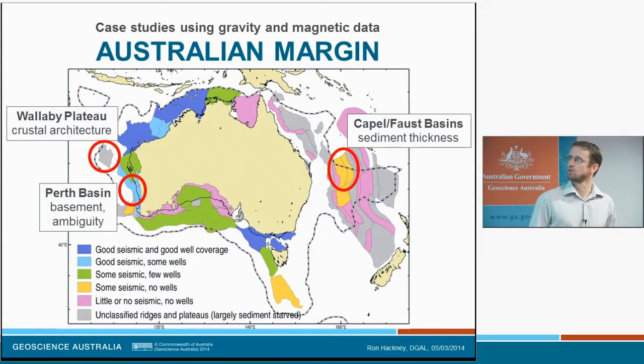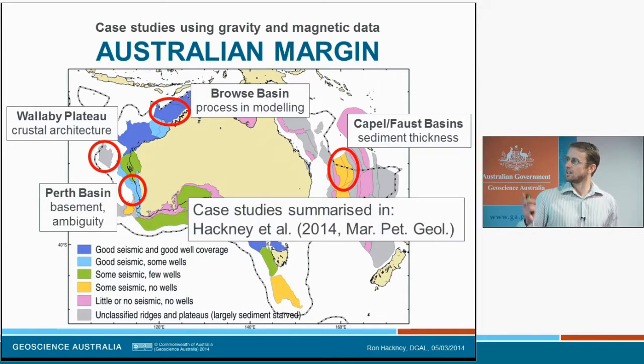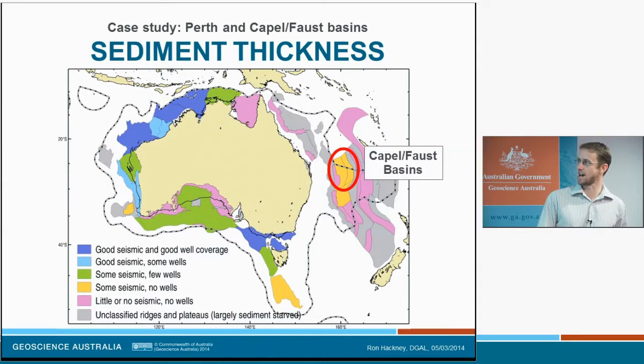And the last example, we'll come to the Browse Basin, some of the early work I've been doing there, looking at incorporating process in the modelling of the basins up here. Some of these case studies I'm going to talk about will necessarily be quite brief. I'm not going to talk about everything, but we have put together a paper which is just coming out in Marine and Petroleum Geology, which does summarise a lot of these case histories, and if you want more detail I can certainly arrange for you to get a copy of that.